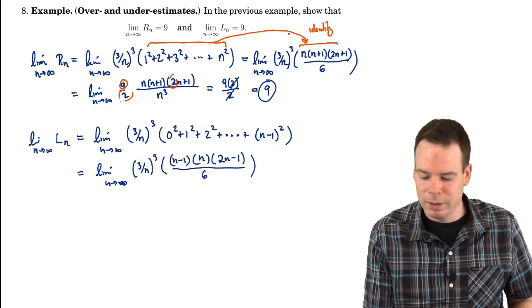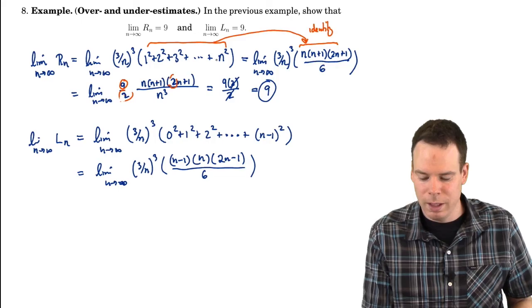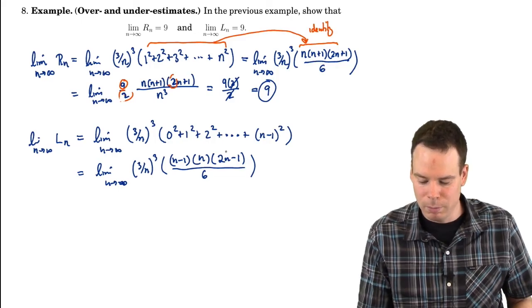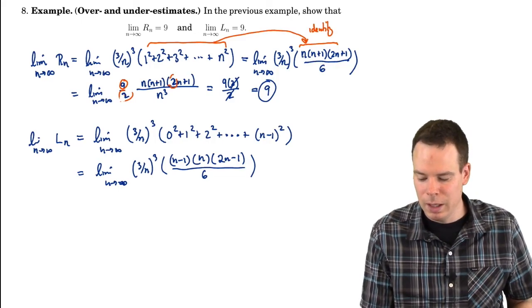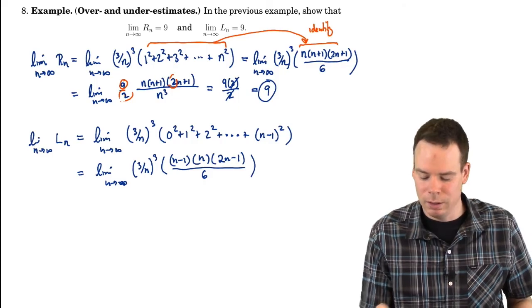So again, we're just using this identity, but realizing that it's not n that we're stopping at, it's n minus 1 squared. So I'm just using n minus 1 everywhere I see an n in the identity above.